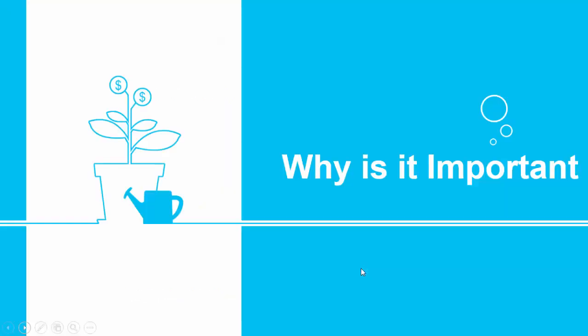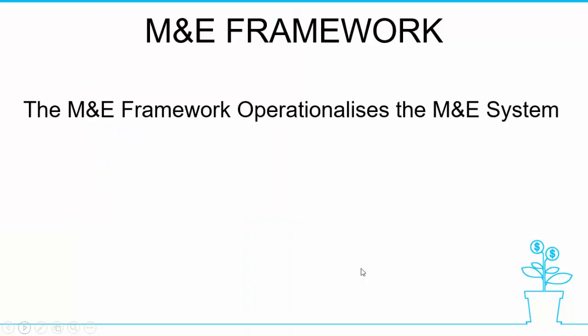So why is it important, guys? The M&E framework operationalizes your system. That's why it's important. It brings your M&E system to life. Because it has been structured in such a way that there are clear guidelines, clear roles and responsibilities, clear timelines, and frequency. Because of all those provisions, it becomes so much easier to do this M&E.